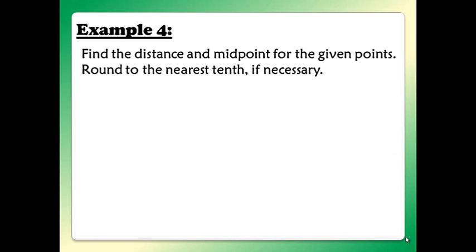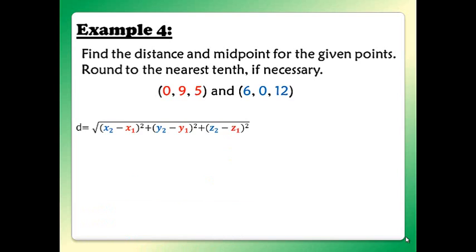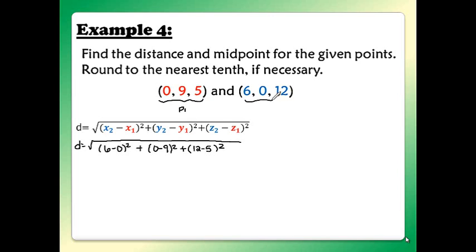For example 4, we're going to find the distance and midpoint for the given points. We're going to round to the nearest tenth if necessary. Our points are (0, 9, 5) and (6, 0, 12). So let's find the distance first. We're going to use the distance formula that we just saw. I use this as point 1 and this is point 2. And that's where I found my x1, y1, z1, x2, y2, z2.